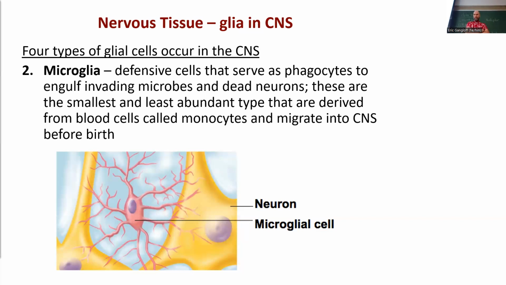They are not terribly abundant and they're pretty small structurally. And what's important here, as I mentioned, is that they're immune cells. They're derived from a kind of immune cell called a monocyte that migrates to the central nervous system very, very early in development before birth. So microglia, you can think of these as the immune cells of the central nervous system.